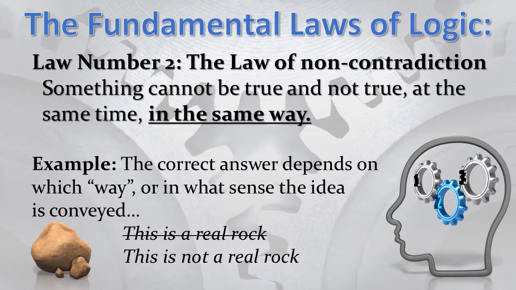Issues like the one we just saw typically come from what is called ambiguity, which is simply a lack of clarity in a statement or truth claim. If we rephrase the statement more carefully by adding the word real, then this is not a real rock is true. But in all of these cases that we saw, both contradictory claims cannot both be true at the same time in the same way, and this is the law of non-contradiction.